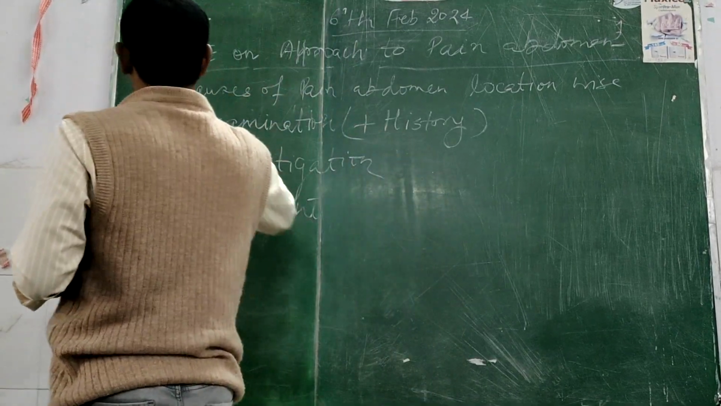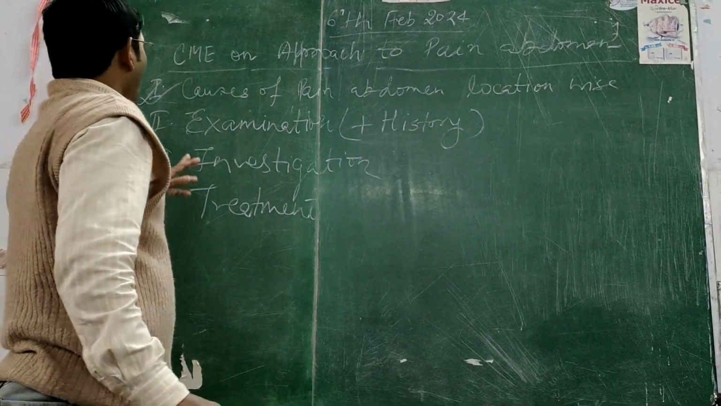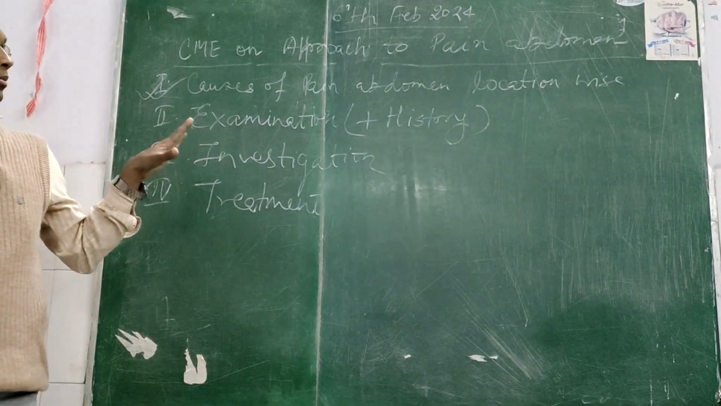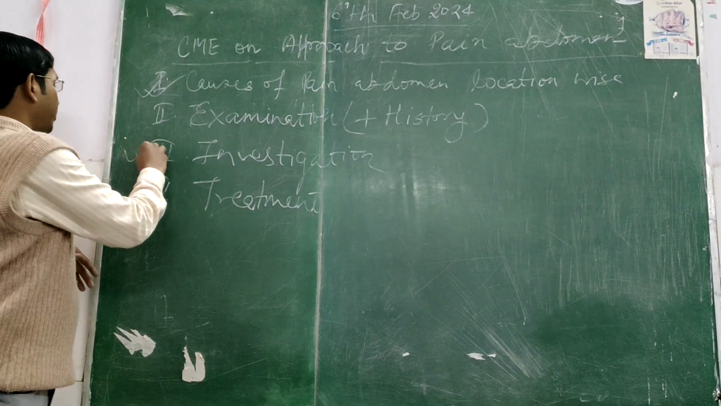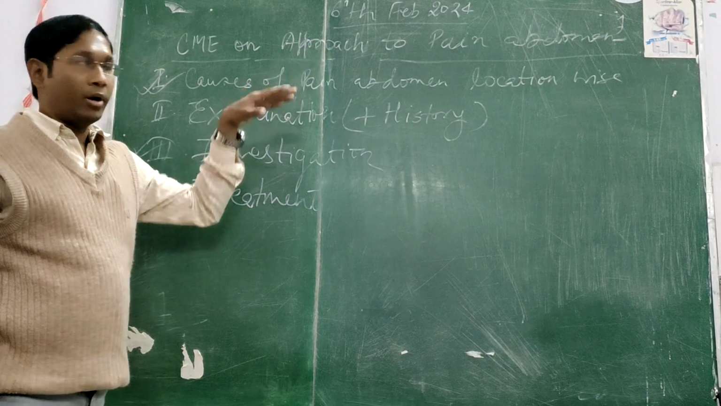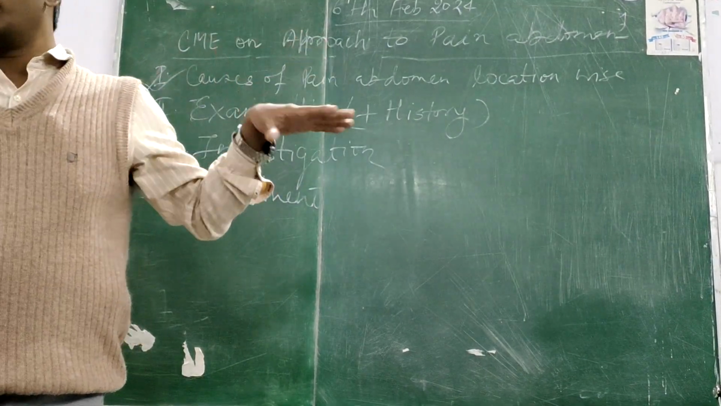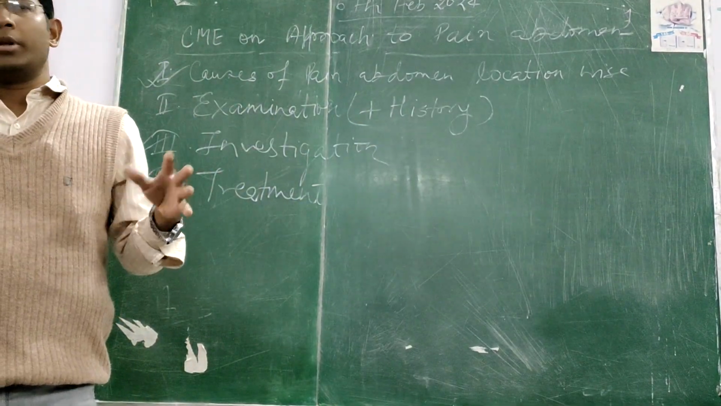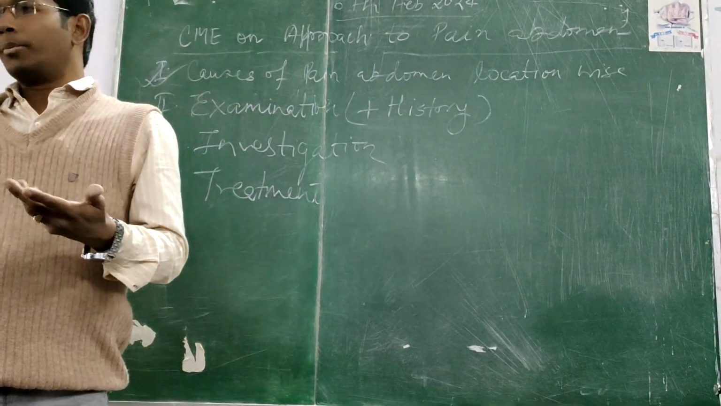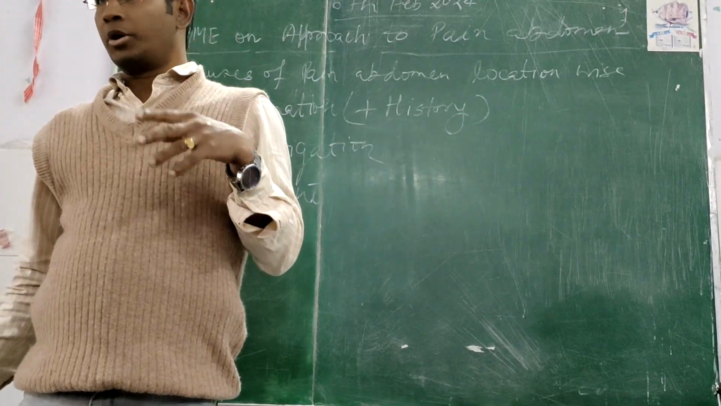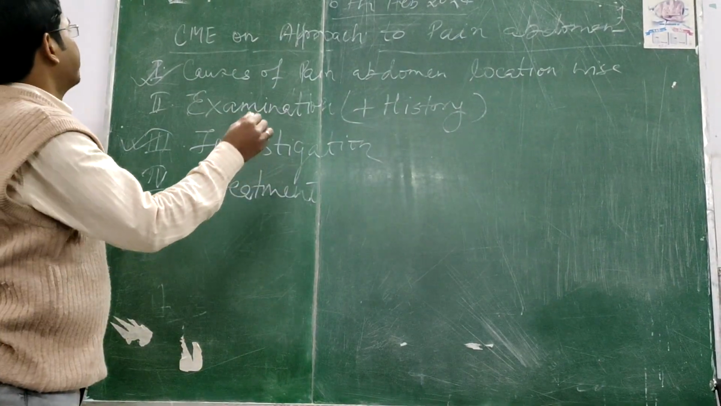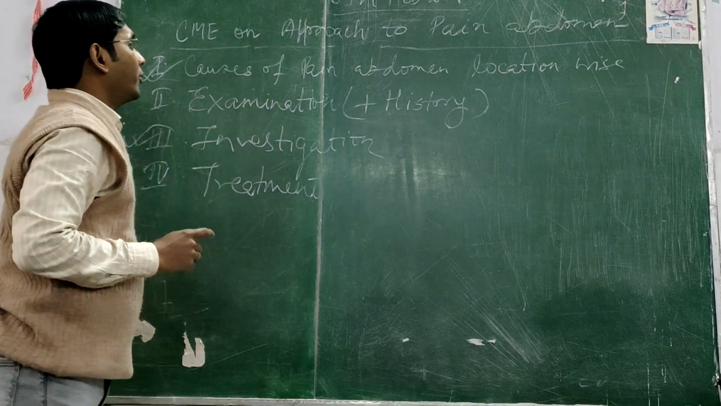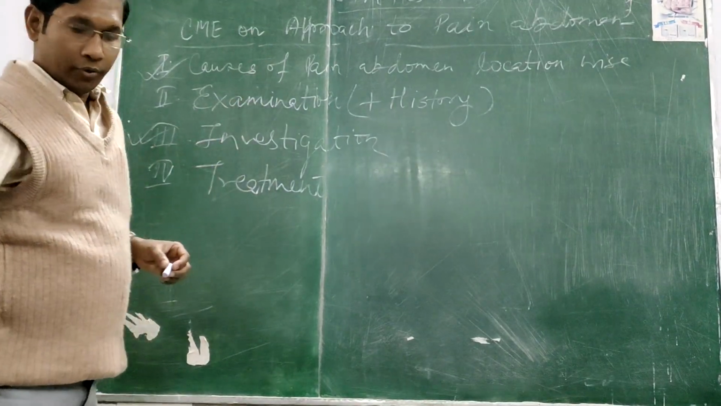We will primarily focus on the causes in this CME, because examination, you are supposed to know how to do abdominal examination by yourself, and we will be talking about a few points regarding investigation. And treatment of individual cases is beyond the scope of this CME. Although when we are able to know the particular cause of pain abdomen, then it becomes very easy to treat, and we shall be able to handle the cases in the subsequent classes as per the need of the CME. So first of all, we should start with the causes of pain abdomen location wise.